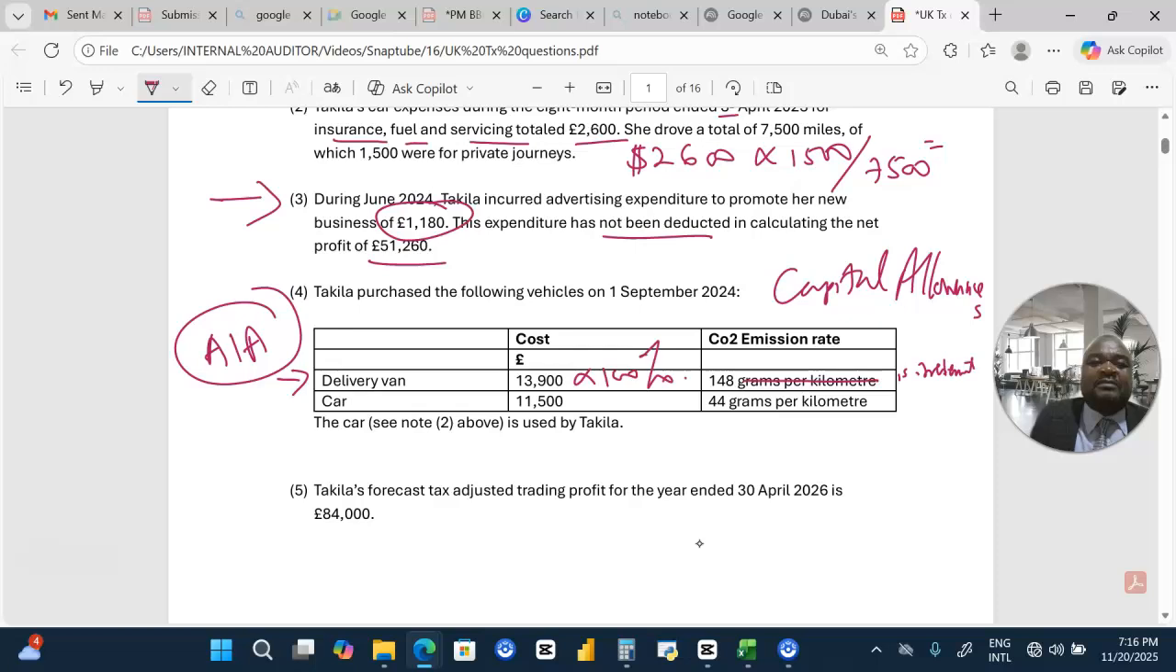What about the car? Now, the car, we are told that the car above is used by Tequila. So this is the car that is being used to run business errands as well as the private journeys of Tequila. So this could be a car which is in the main pool.